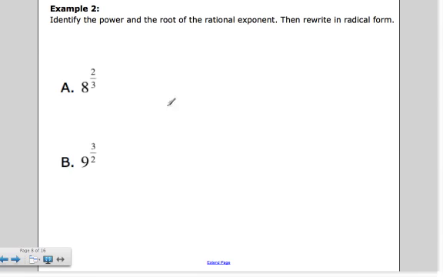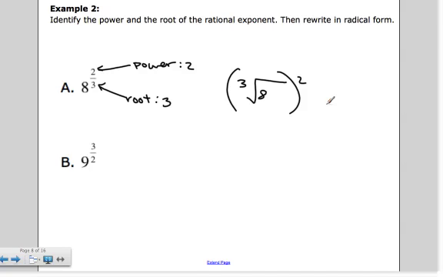So, we're going to identify the power and the root of the rational exponent, and then we're going to rewrite in radical form. Okay, so which one's the power? Well, here, 2 is the power. Okay, so we're going to raise it to the second power, and 3 is the root. Okay, I'm going to make sure we understand this. So I'm looking for the cube root of 8, and then raise it to the power of 2. So I'm going to cube root 8, and then raise it to the second power. Now these could be done in either way. I could also write 8 squared, and then cube root that. Both answers are the same.